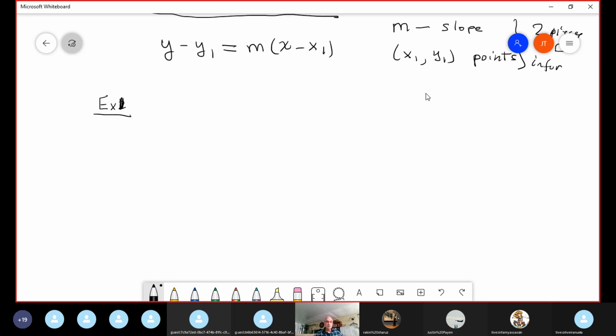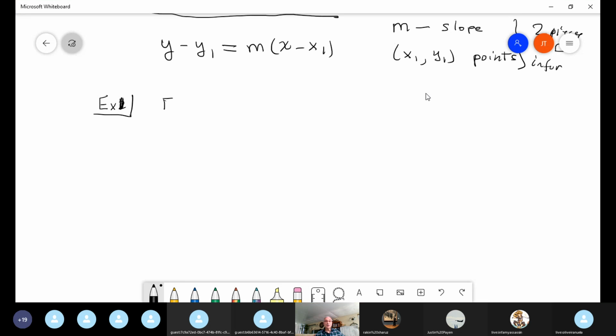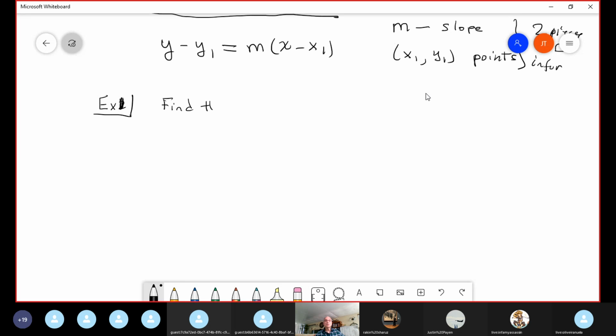Okay. Example 1 is given the slope. The question says, find the equation of the line that satisfies this condition. Slope is equal to minus 3 and passing through the point (1, negative 4). Find the equation of the line that satisfies two conditions. Slope is negative 3, it's going down, and passing through the point is given.